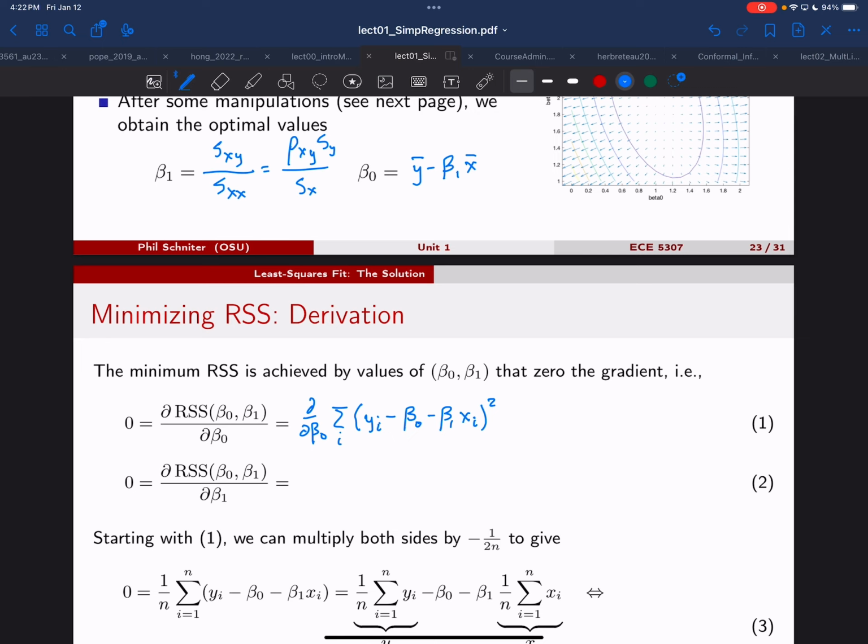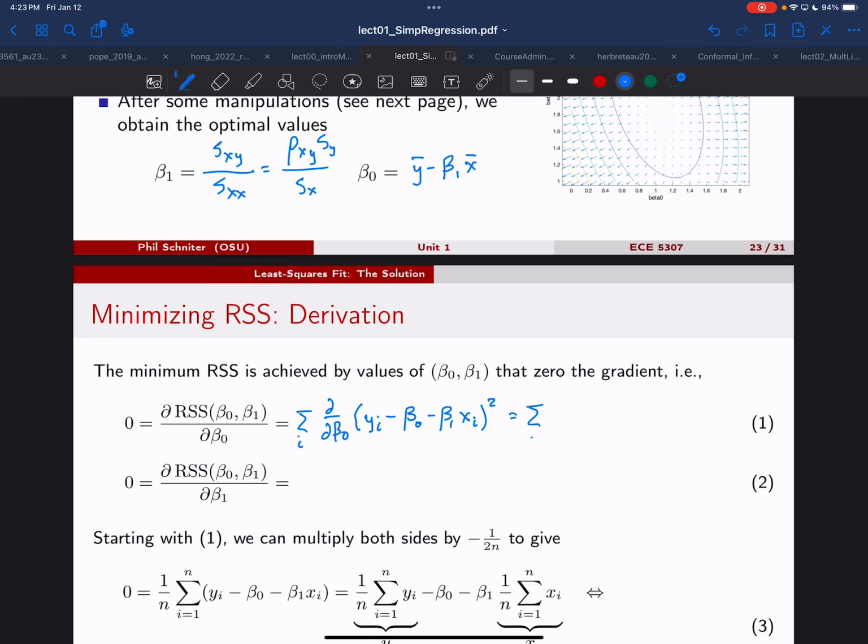So this is what we need to derive. The first thing to remember about derivatives and gradients is that they're linear operations. The gradient of a sum is the sum of the gradients. What that means is we can move this gradient through the summation. So let's do that. I'll rewrite it on the inside as the sum over i of the derivative with respect to beta 0 of this.